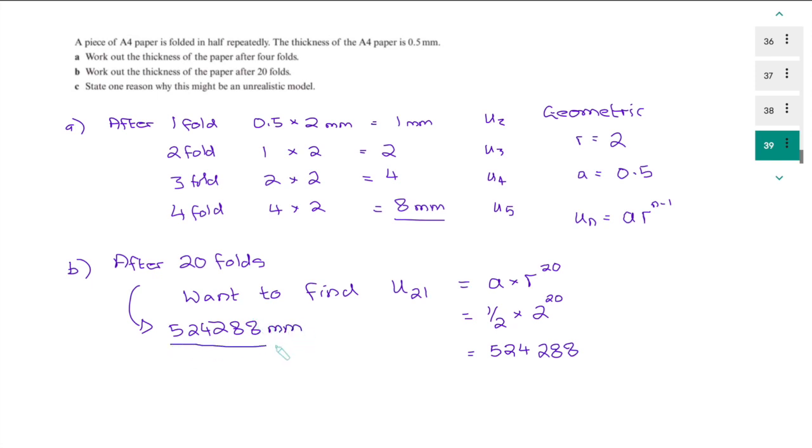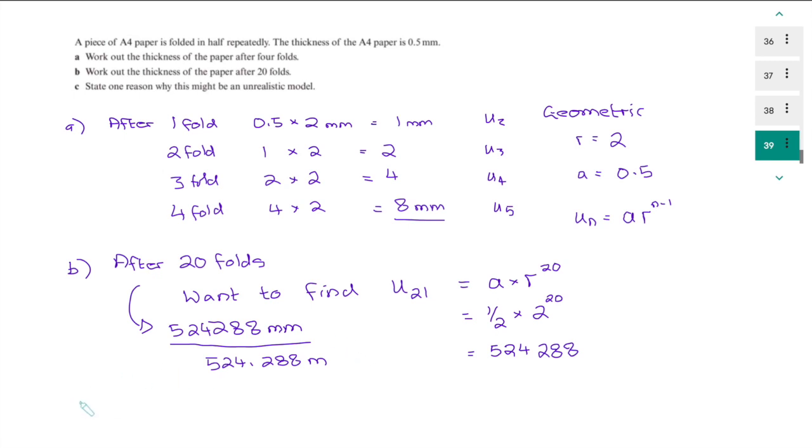But let's have a little think about this. Millimeters, right? I don't know about you, but I can't get a feel for this. So what would it be nicer to describe it in? Maybe meters would be good. Millimeters to meters: what does milli mean? Milli means 1,000th, right? So that would be 524,288 meters. So we've got over half a kilometre here.